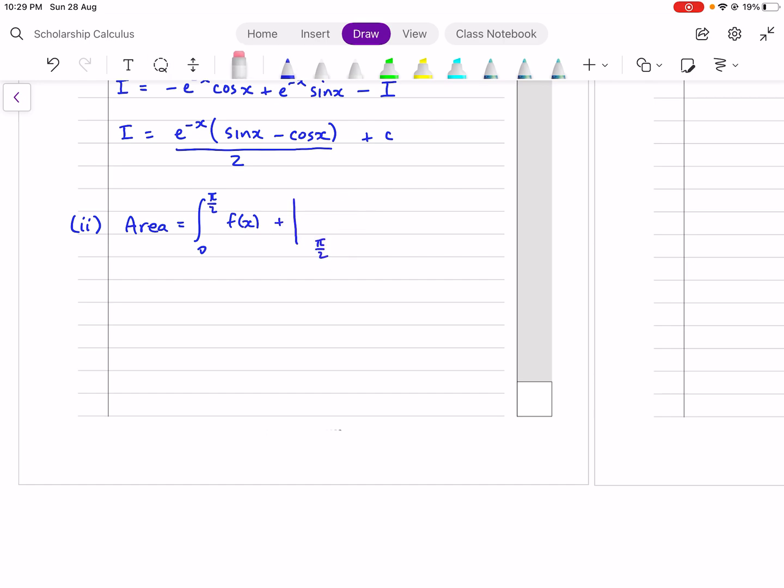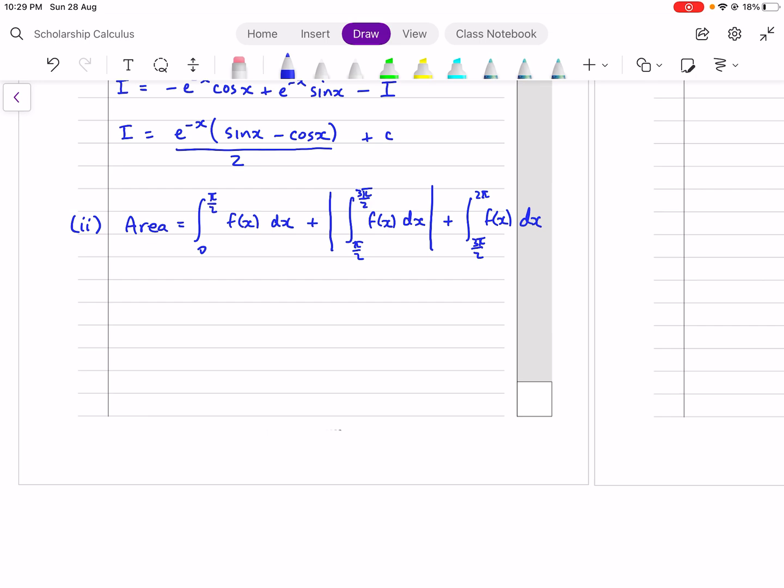Oh, we're having a bit of a technology mare. Integral of f of x dx plus the absolute value between pi over 2 and 3 pi over 2. And then plus that extra little bit at the end of it, 3 pi over 2 up to 2 pi.